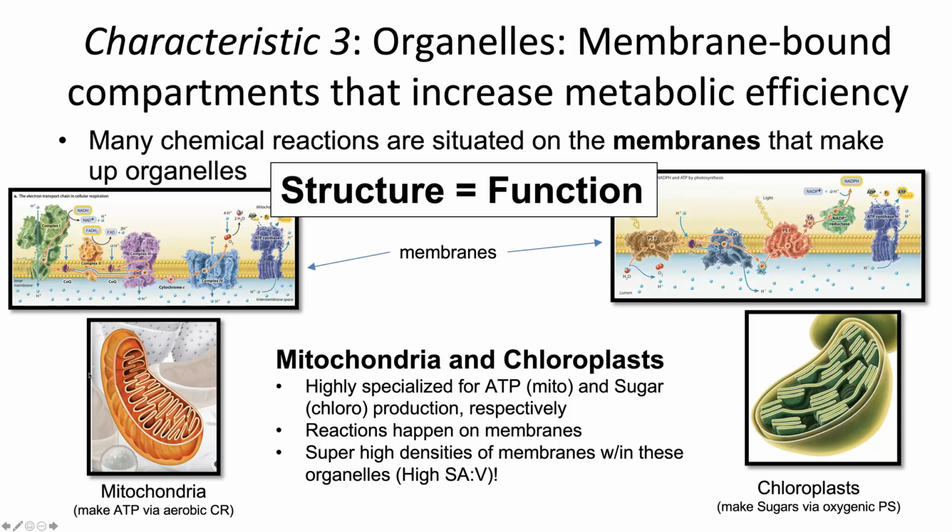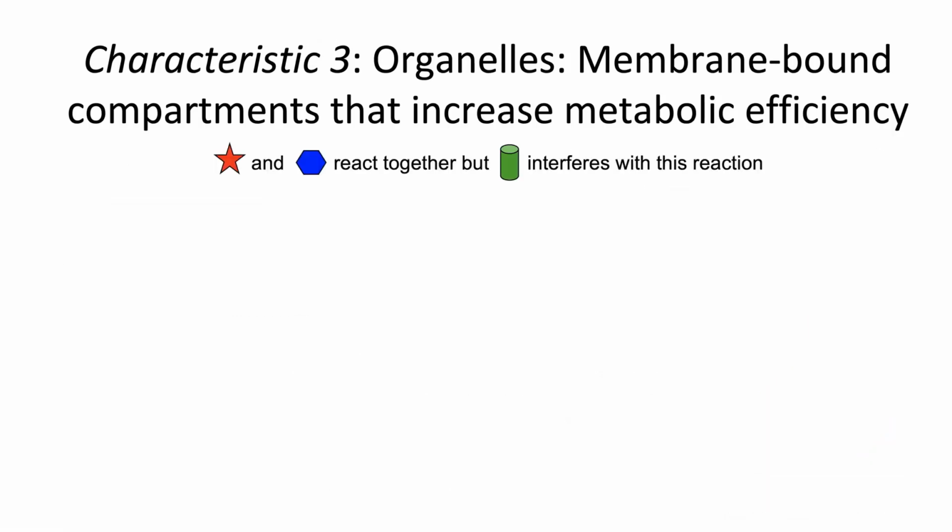So the high concentration of membranes in mitochondria and chloroplasts relates to their function of energy production and needing a lot of membrane space for these special proteins that are involved in the chemical reactions that occur in cellular respiration and photosynthesis. Let's look at that other important characteristic of organelles, which is this idea of compartmentalization. So let's pretend you have a molecule, this blue hexagon molecule, and you have this green cylinder molecule or chemical or whatever you want to call it.